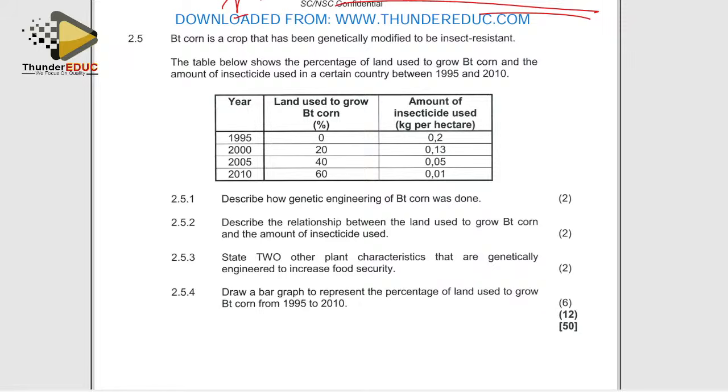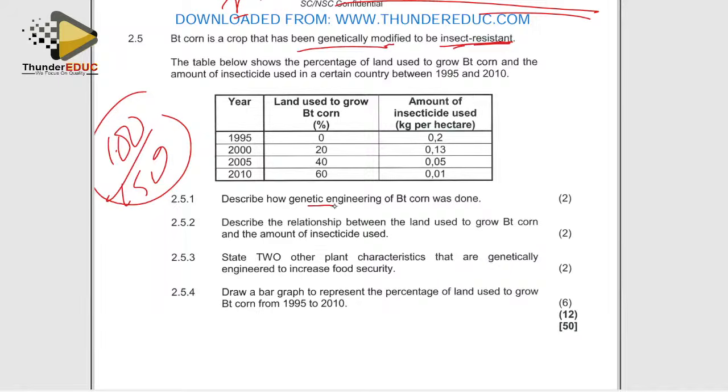All right, let's go to the next question, that is 2.5. And once we finish 2.5, we'll be able to have 100 marks out of 150, which is not a bad mark for you guys. Describe how genetic engineering of Bt corn was done.